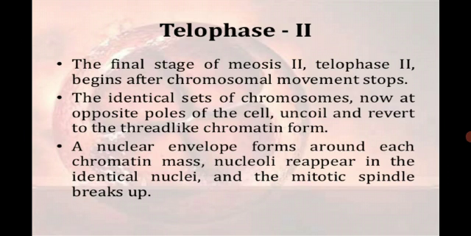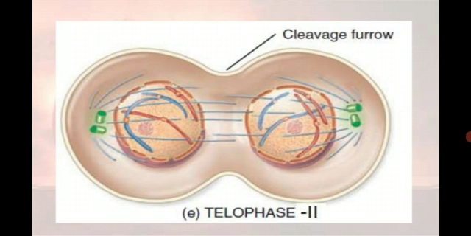And the last phase is called the telophase II, the final stage of the meiosis II. Telophase II begins after the chromosomal movement stops. The identical sets of chromosomes, now at the opposite poles of the cell, uncoil and revert to the thread-like chromatin form. The nuclear envelope forms around each chromatin mass. Nucleoli reappear in the identical nuclei, and the mitotic spindle breaks up. So, this is all the detail of the meiosis process.